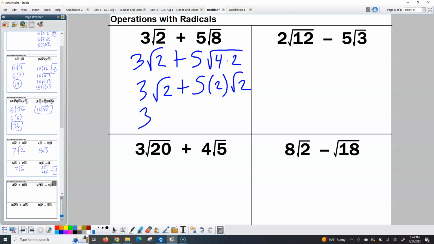And that would be 3 square root of 2 plus 10 square root of 2. So the final answer would be 13 square root of 2.